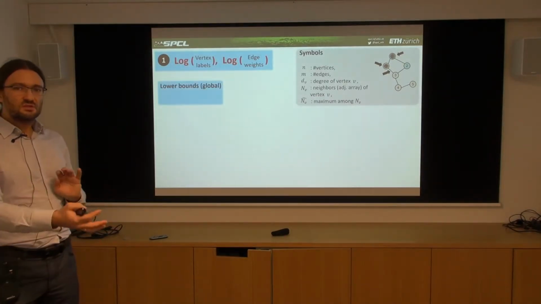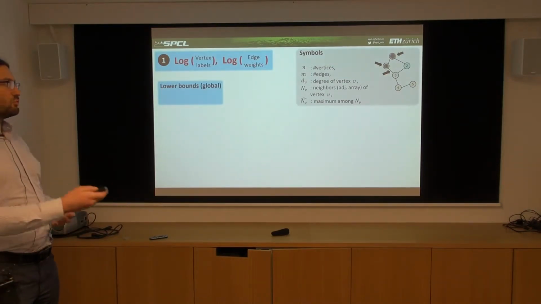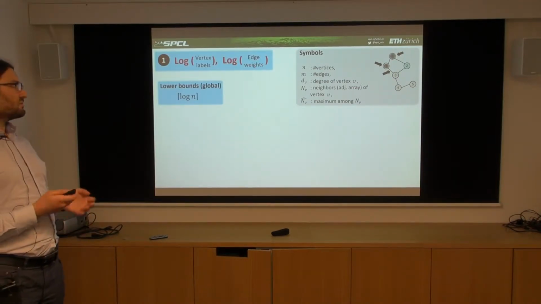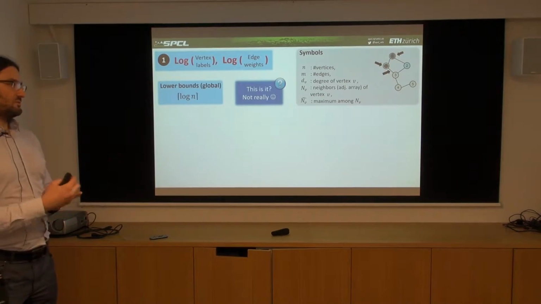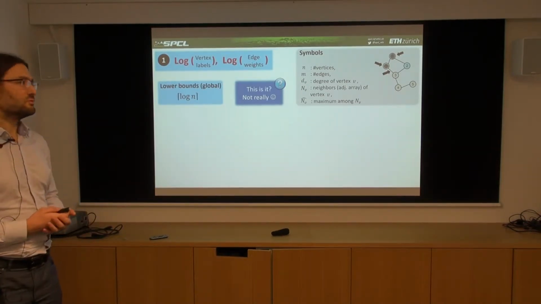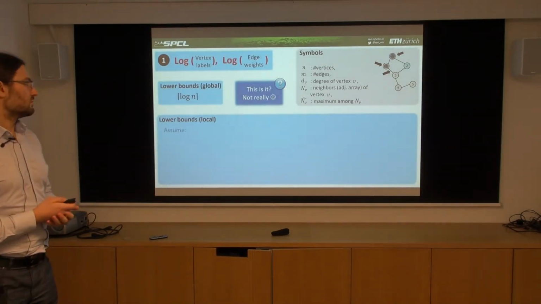So, the simplest step that you can take here is, of course, that in a graph that has n vertices, we use ceiling of log of n bits to store each vertex label, right? So, is that what we are really doing? Well, not really. Of course, this would be too simple to do. What we are doing is something more that we call local.